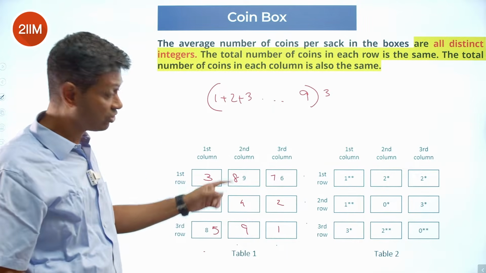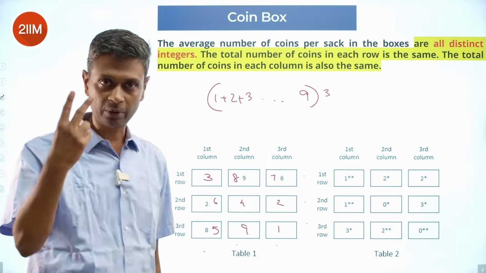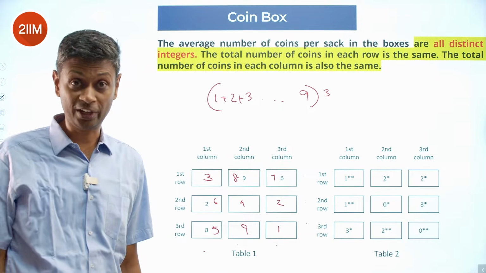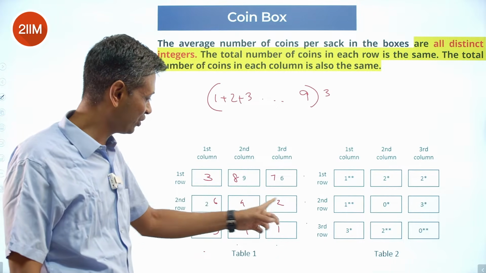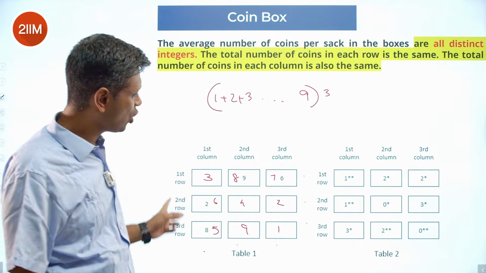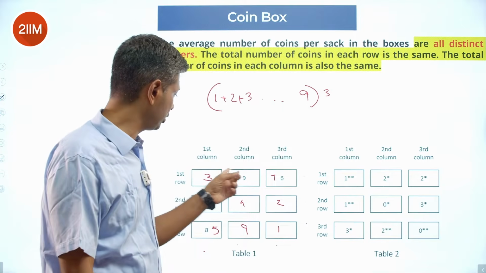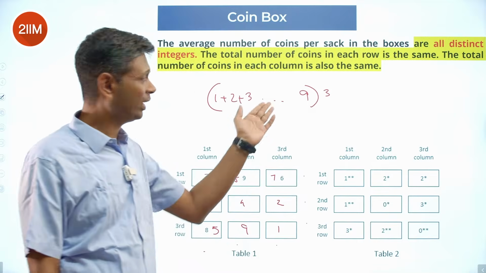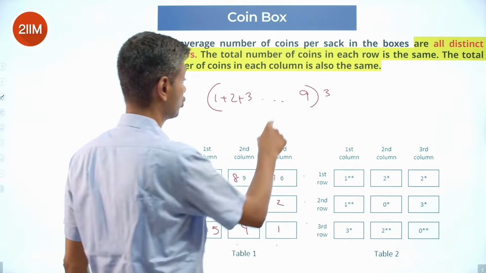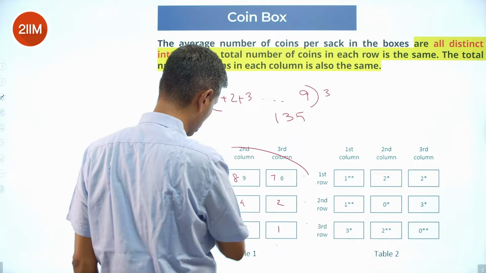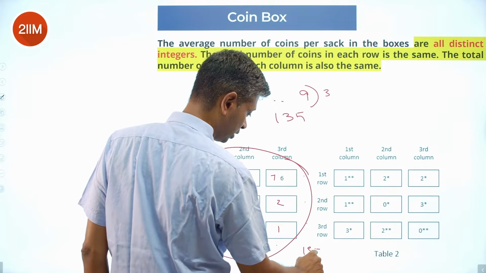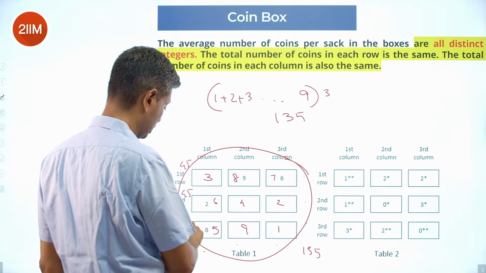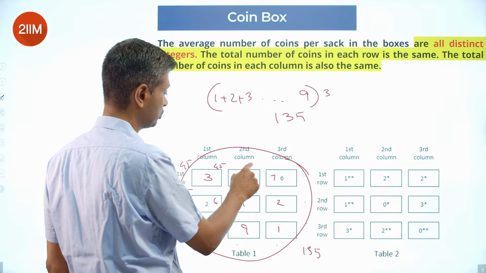If this is 8, average is 8, total is 24. Average is 7, total is 21. Average is 3, total is 9, sorry. 24, 21, 6, 12, all of that. So adding all of these up, it'd be 7 into 3 plus 8 into 3 plus 3 into 3 plus 6 into 3, all of that, or add all of these numbers and multiply by 3. 1 to 9, adding everything up is 45. 45 into 3 is 135. Everything put together adds up to 135, or each row adds up to 45. Each column adds up to 45.